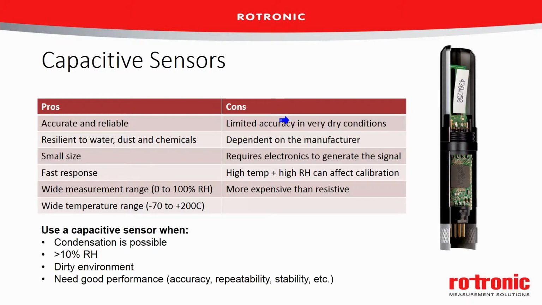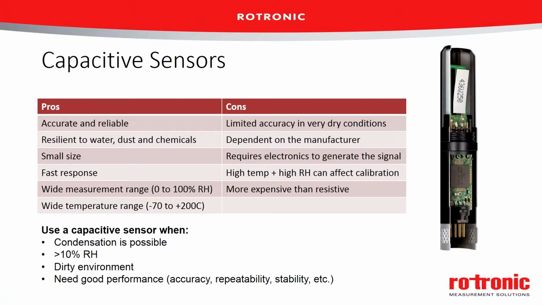Looking at the pros and cons for them, compared dollar to dollar to the other technologies, these probably give you the best combination of accuracy and reliability for the dollar. They are fairly resistant to water, dust, and chemicals. For example, if water gets onto one of these sensors, the vast majority of them will recover. They don't need to be recalibrated. They'll just go back and give you proper readings again.